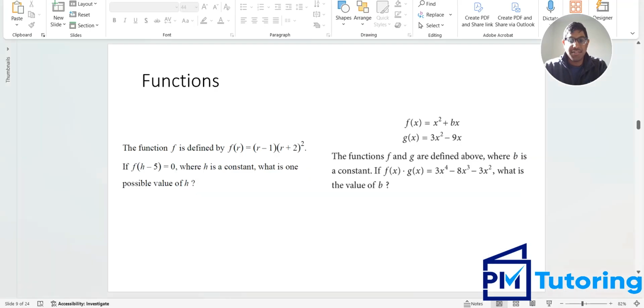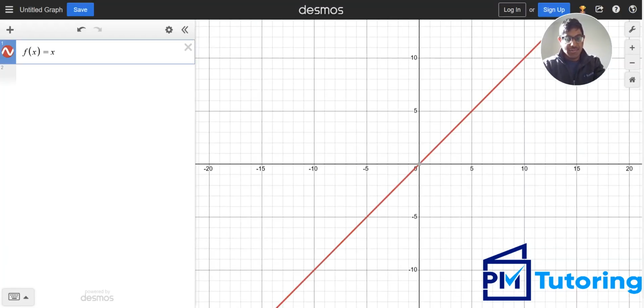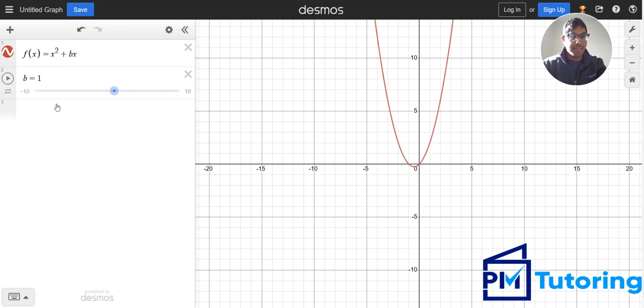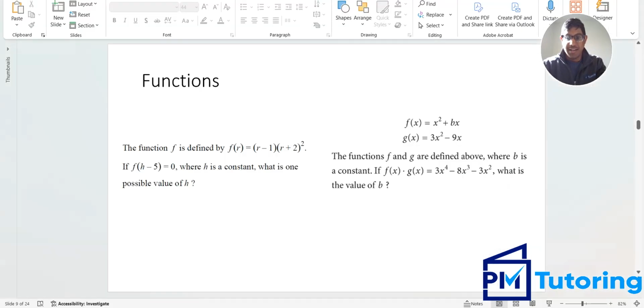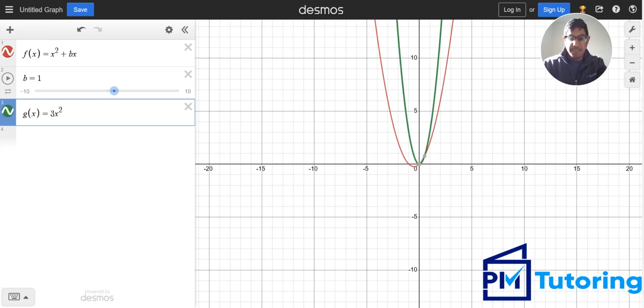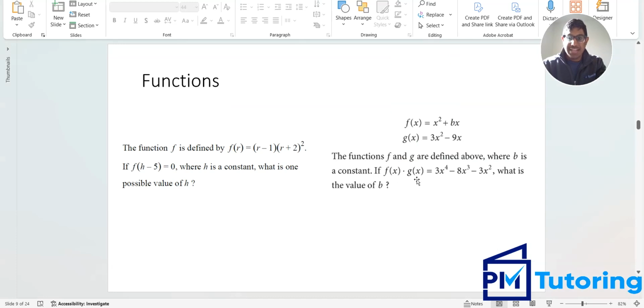So over in this next example, we have f of x equals x squared plus bx. So let's type that in. F of x equals x squared plus bx, and we'll create that slider for b to figure out what b needs to ultimately be. And then we got 3x squared minus 9x. So g of x equals 3x squared minus 9x. So we have our two functions. And what's this question asking for? So it says f of x times g of x equals 3x to the 4th minus 8x cubed minus 3x squared. What's the value of b?